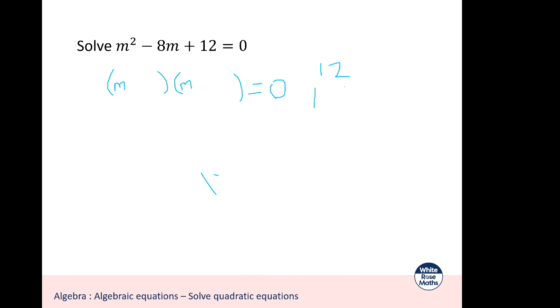So the factors of 12 are going to be 1 and 12, 2 and 6, and 4 and 3. Now I want to make minus 8. To make minus 8, it would be minus 2 add minus 6. Yes, absolutely it is. Yes, spot on, Liverpool, you are correct.